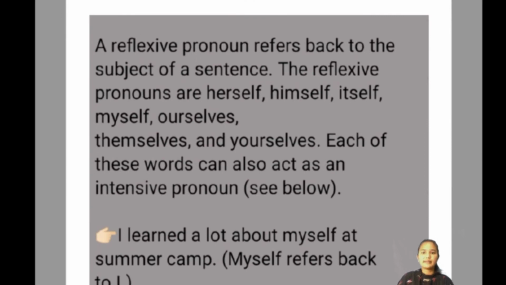The next one is the reflexive pronoun. Now what is it? Let us see. A reflexive pronoun refers back to the subject of a sentence. The reflexive pronouns are himself, herself, itself, myself, ourselves, themselves, and yourselves. Each of these words can also act as an intensive pronoun. We will see how it acts like that. Firstly, let us understand what a reflexive pronoun is. If I am the subject and I am doing any work, it reflects back to me only, right? A reflexive pronoun refers back to the subject of a sentence.